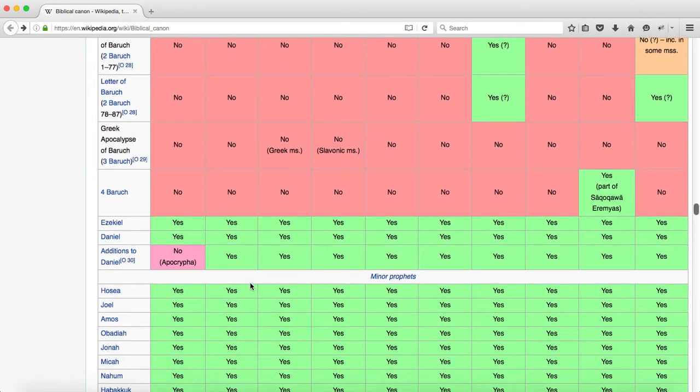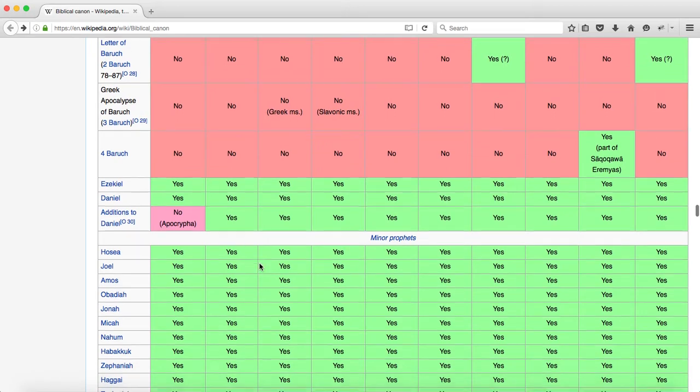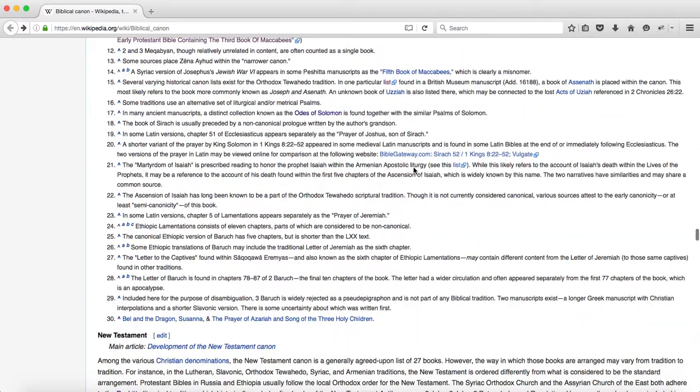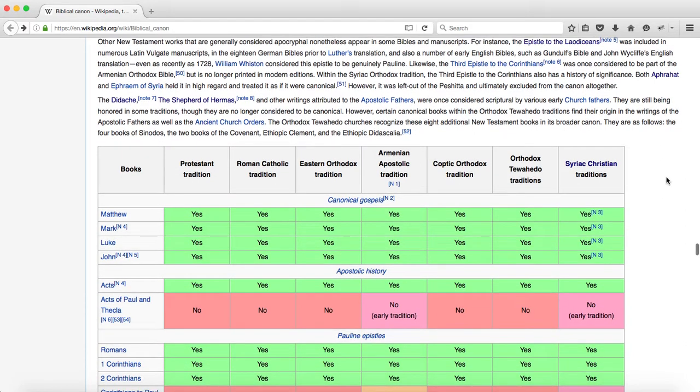Ezekiel, Daniel by all. The long version of Daniel, it's kind of the same situation as you find in Esther, but not entirely. The additions to Daniel, or the longer version of Daniel, is accepted in all churches other than Protestant churches. The minor prophets, everyone accepts. So that's the Old Testament. That's kind of significant. I hope that you guys can recognize how, hey, that's a lot of different types of Christianity, different Christianities, and they have different Bibles.